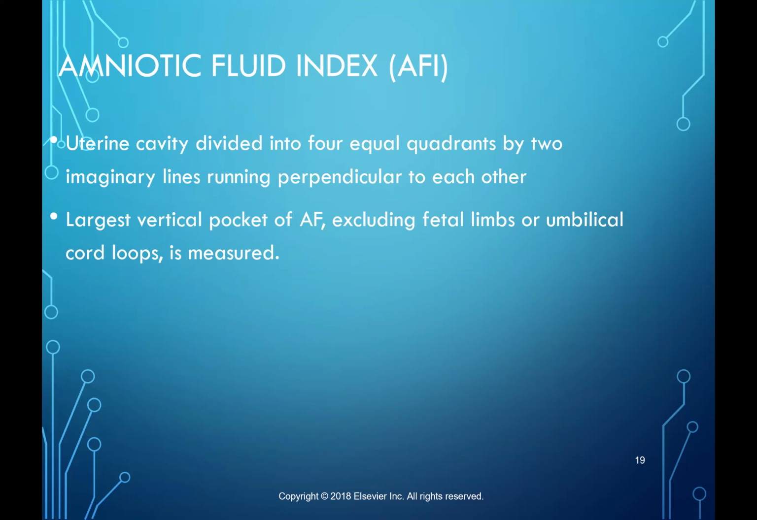So it went from subjective assessment, where you're kind of looking at it yourself and deciding it's normal or abnormal, to actually doing a measurement. 24 weeks gestation is what I always tell my students, that's when you need to start doing an AFI, an amniotic fluid index. We will work on amniotic fluid index pretty fast. It'll be one of the first things that you guys do. The largest vertical pocket of the amniotic fluid, excluding fetal limbs or umbilical cord loops, is measured.